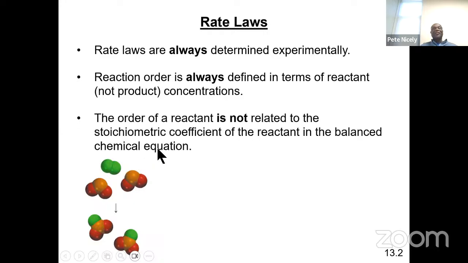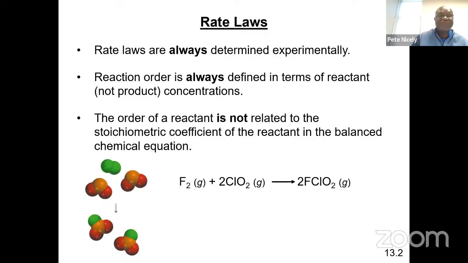The third thing I want to say, and this is related to the first item here, is that the order of the reactant is not related to the stoichiometric coefficient of the reactants in the balanced equation. So in other words, you cannot just look at the coefficients of the reactants and declare them to be the order. As I said before in the first line, the only way you can determine the rate equation or the orders of the reaction with respect to the different reactants is experimentally.